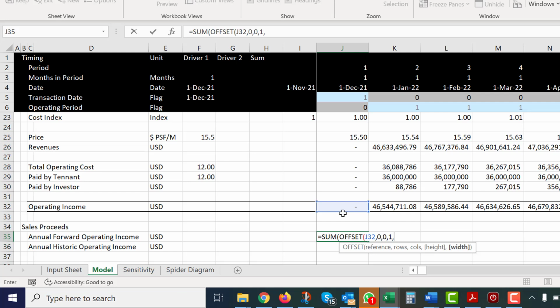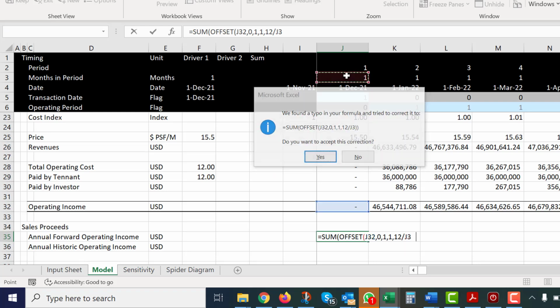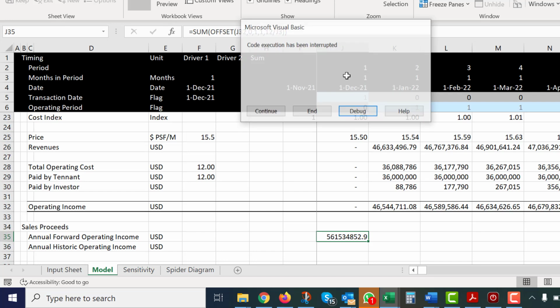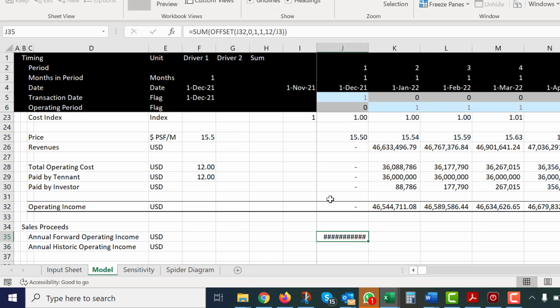But actually, if I want to go to the next month, the next period, start with the next period, I put one column forward, one row, and then we take 12 divided by this one. So if it's annual, it'll just be 1 divided by 1. And then, oh, shoot. Come on. Oh, I'm so stupid.